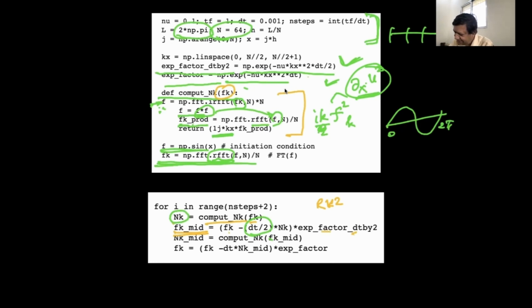So by the way, this is using the exponential term. Then nk mid is the nonlinear term computed at the midpoint. And after you compute the midpoint, then I just do fk at t plus delta t is fk at t minus dt nk mid. Okay. So this is RK2. So using Euler, I go to the half step, then use the value of the nonlinear term at that point to compute u, or f, at a later time. Okay, so this is what gives me the function.